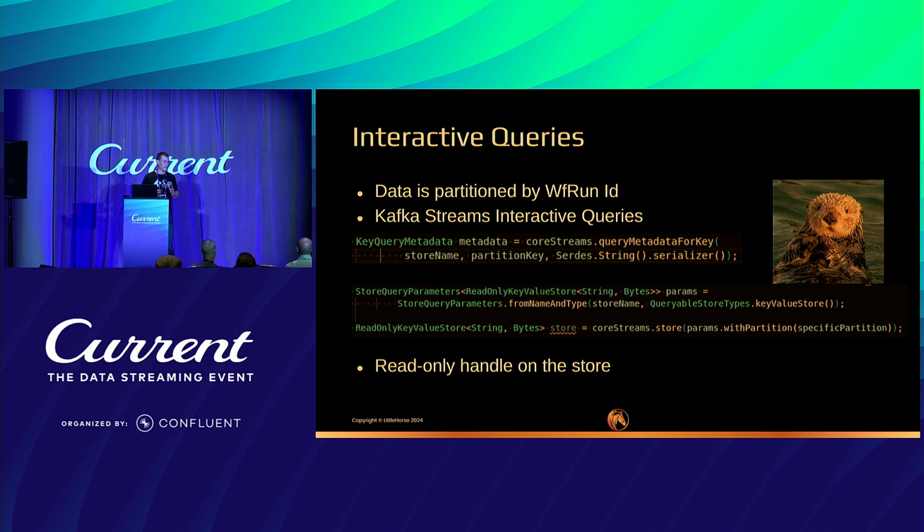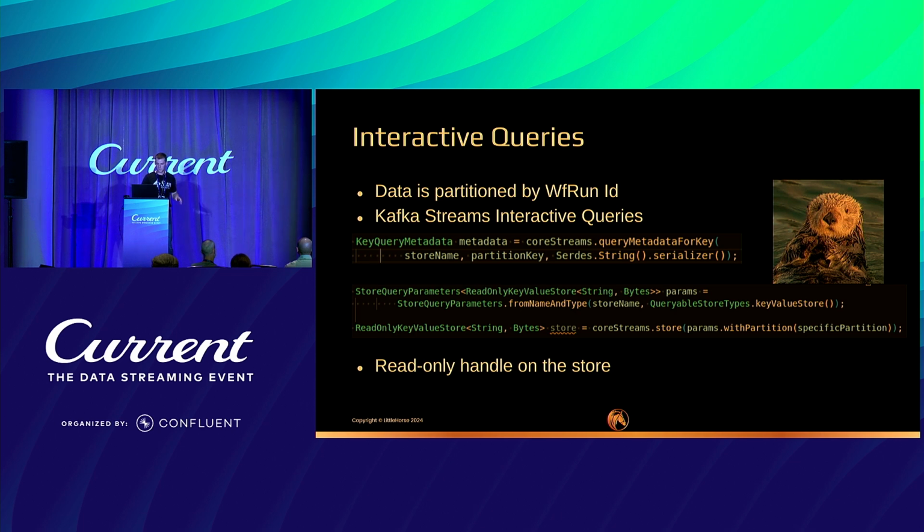If you're not using interactive queries in your Kafka Streams application, there's a lot of stuff you can do. For example, if you have a Kafka Streams app that is computing some state and then you're using Kafka Connect to throw it into some other database and you're querying that other database, you might actually be able to save yourself the Kafka connector and the database just by using interactive queries. So I highly recommend checking it out.